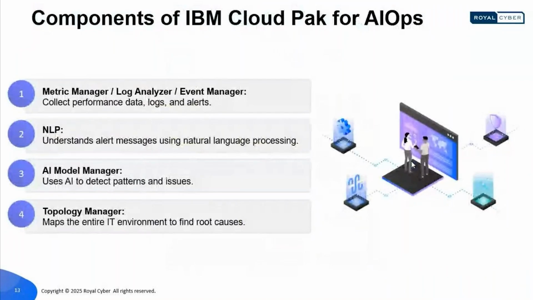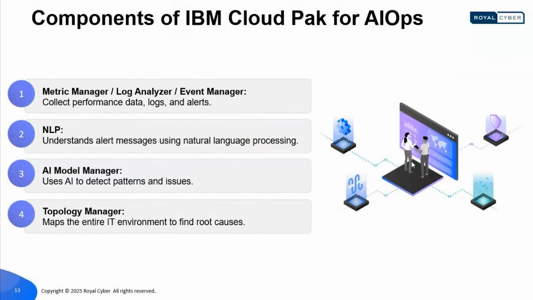We have given a brief description of each component here. Metric manager, log analyzer, and event manager collect performance data, logs and alerts, so that it can perform different actions based on the information or the data that it collects. Then there is the NLP component that understands alert messages using natural language processing. AI model manager uses AI to detect patterns and issues.